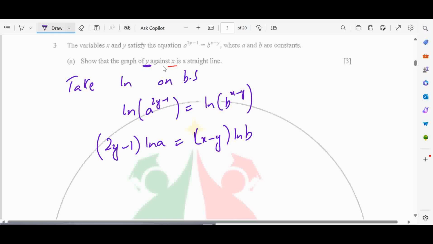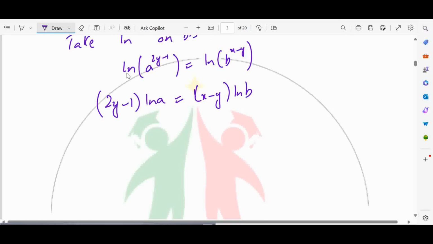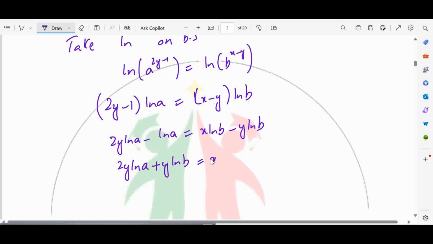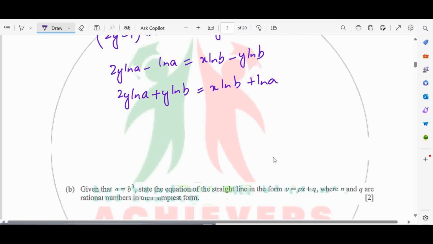Keep this in mind: y is a straight line. We have to prove this. So we need to simplify it and make y the subject. This will be 2y natural log of a minus natural log of a is equal to x natural log of b minus y natural log of b. Now we have to make y the subject, so we just rearrange it. Plus y natural log of b is equal to x natural log of b plus natural log of a.